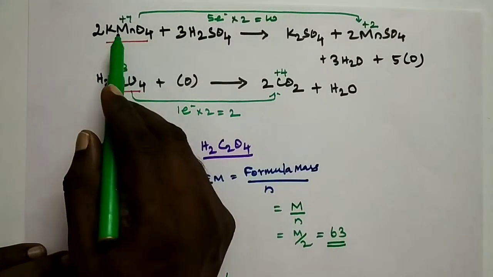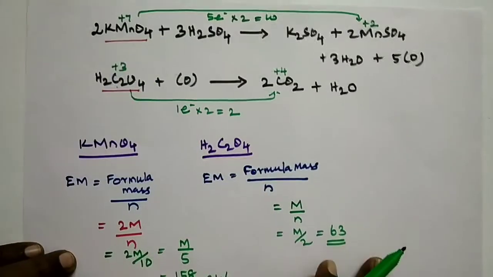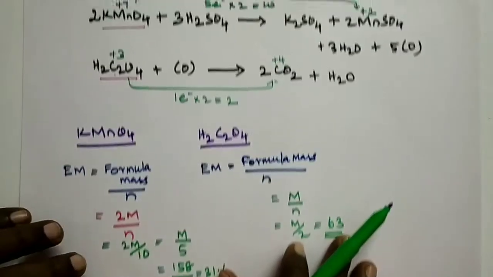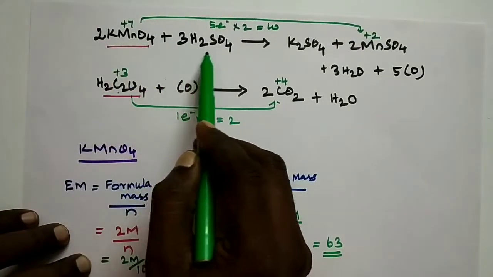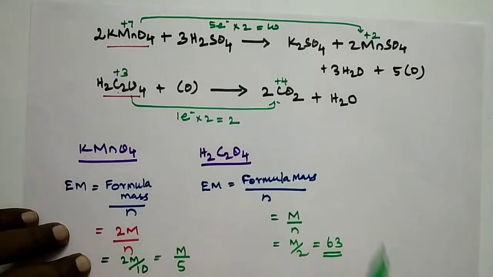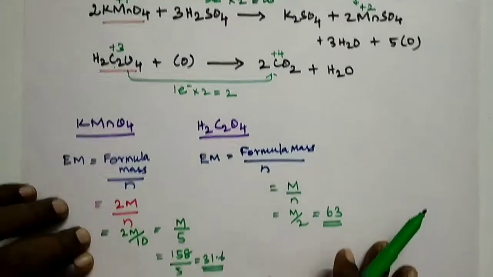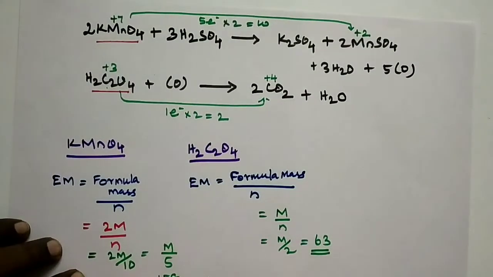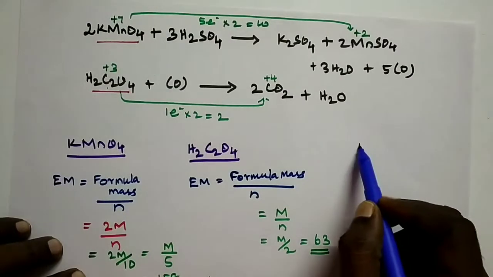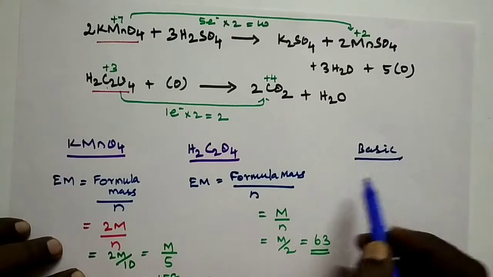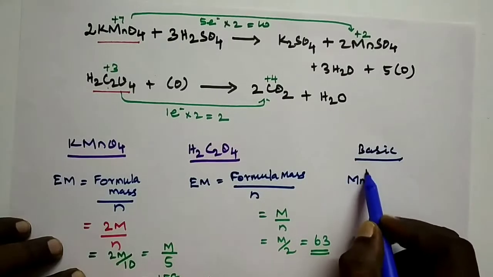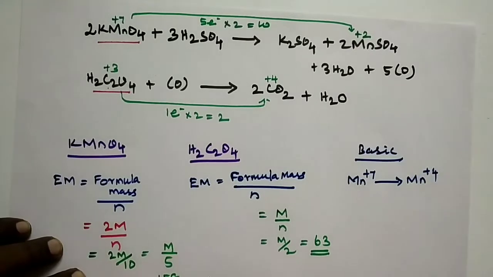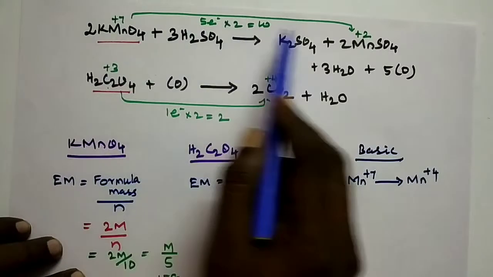And regarding this KMnO4, we know that it is 31.6. But remember, it is under acidic condition. You see, KMnO4 in the presence of sulfuric acid. Under acidic condition, the equivalent mass of KMnO4 is 31.6. But in basic condition, it is different. In basic condition, it is Mn plus 7 to Mn plus 4 actually. In acidic condition, it is not like that, it is plus 7 to plus 2.